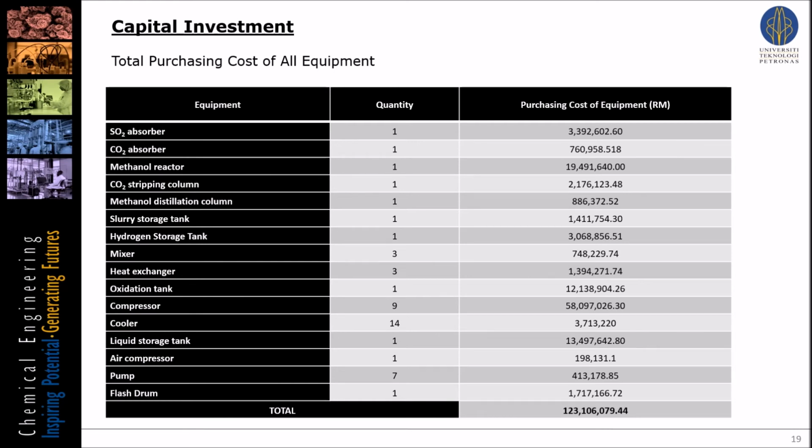From this point onwards, a textbook written by Douglas in 1988 titled Conceptual Design of Chemical Processes is used as the main reference. As listed in the table seen on the screen, this is the total purchasing cost of all equipment, which comprises the sulfur dioxide absorber, carbon dioxide absorber, methanol reactor, carbon dioxide stripping column, etc. So the total purchasing cost of equipment that is to be installed in our plant is RM 123,106,079.44 cents.